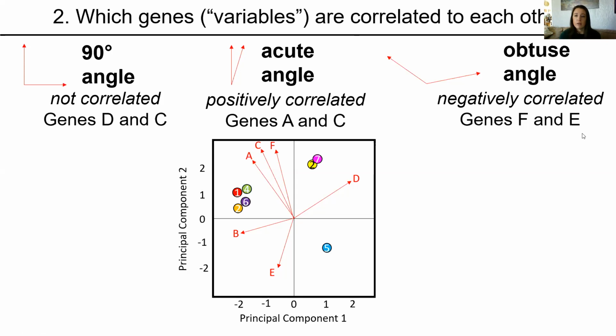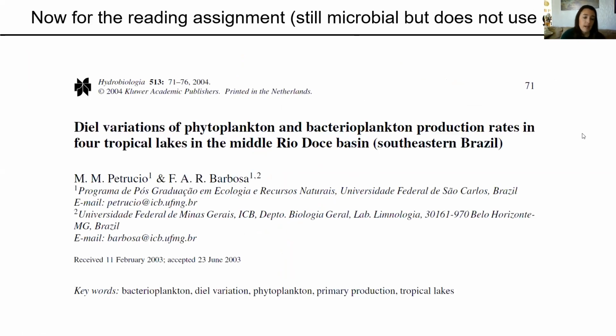Versus an obtuse angle would mean that there's a negative correlation between variables, such as in genes F and E. So that is sort of PCA in a nutshell. What I'd like you to take away from it.